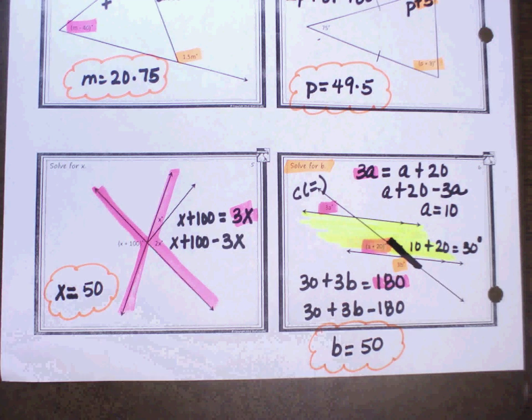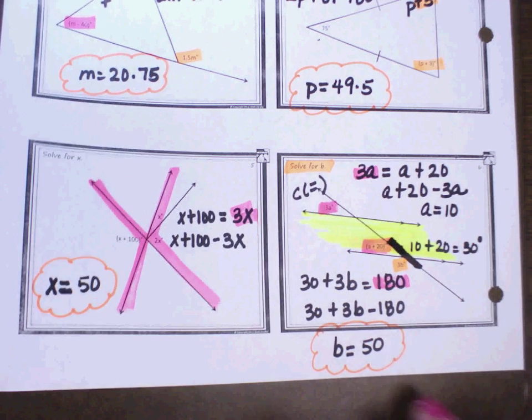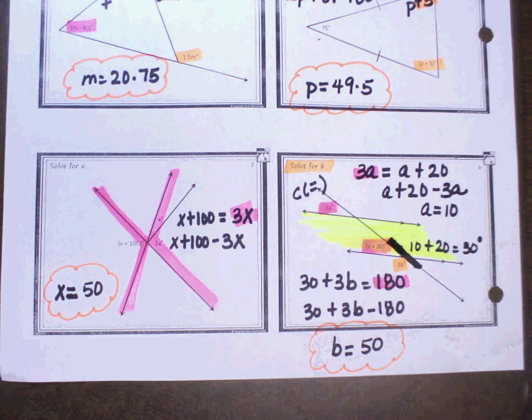How much? 50. Very good. So B equals 50. Good job. Okay? All right. We'll go back to the rest of them later because I have another thing that I want us to do now.